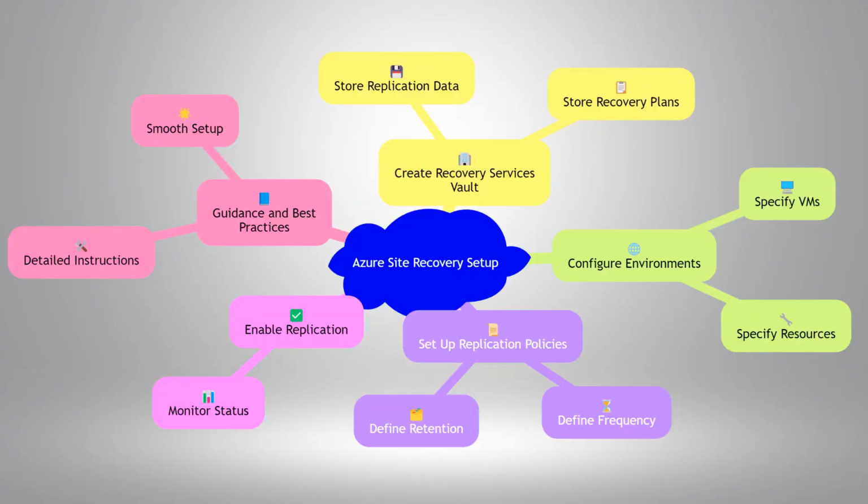Setting up Azure Site Recovery involves several steps. First, you need to create a Recovery Services Vault in the Azure portal. This vault will store the replication data and recovery plans. Next, you configure the source and target environments, specifying the VMs and other resources you want to replicate. You then set up replication policies, defining the frequency and retention of replication. Finally, you enable replication and monitor the status of your replicated resources. Throughout this process, Azure provides detailed guidance and best practices to ensure a smooth setup.